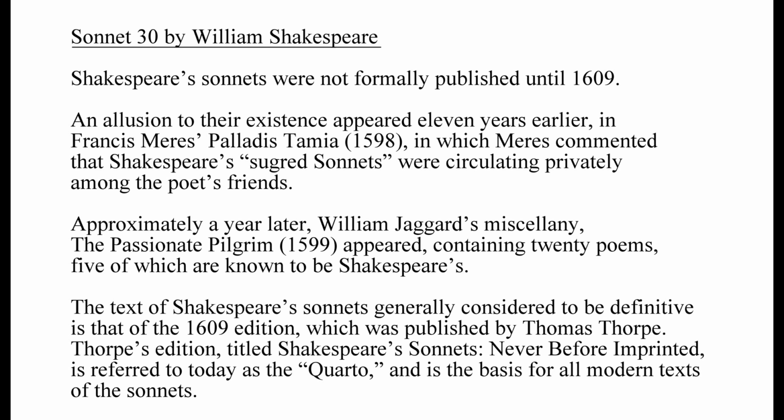The text of Shakespeare's sonnets generally considered to be definitive is that of the 1609 edition, which was published by Thomas Thorpe, a publisher having less than a professional reputation. Thorpe's edition, titled Shakespeare's Sonnets, never before imprinted, is referred to today as the Quarto and is the basis for all modern texts of the sonnets.